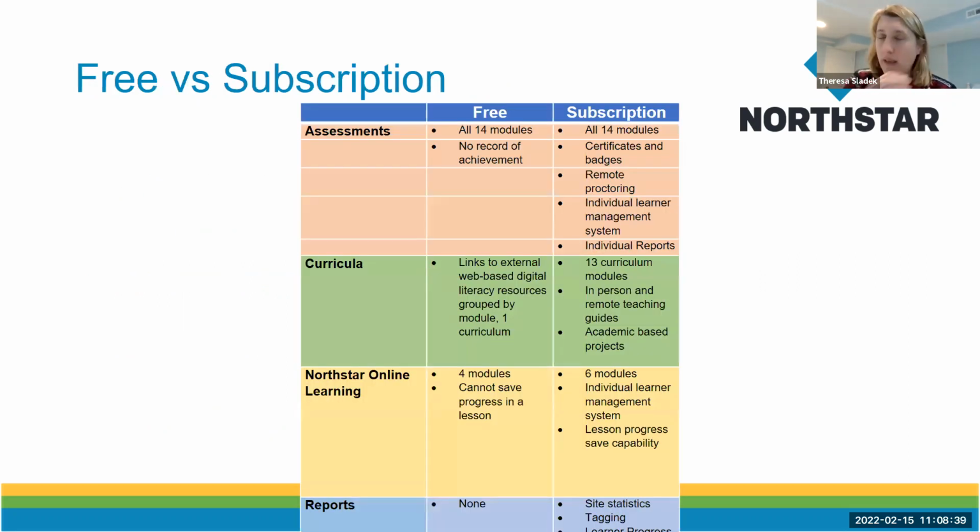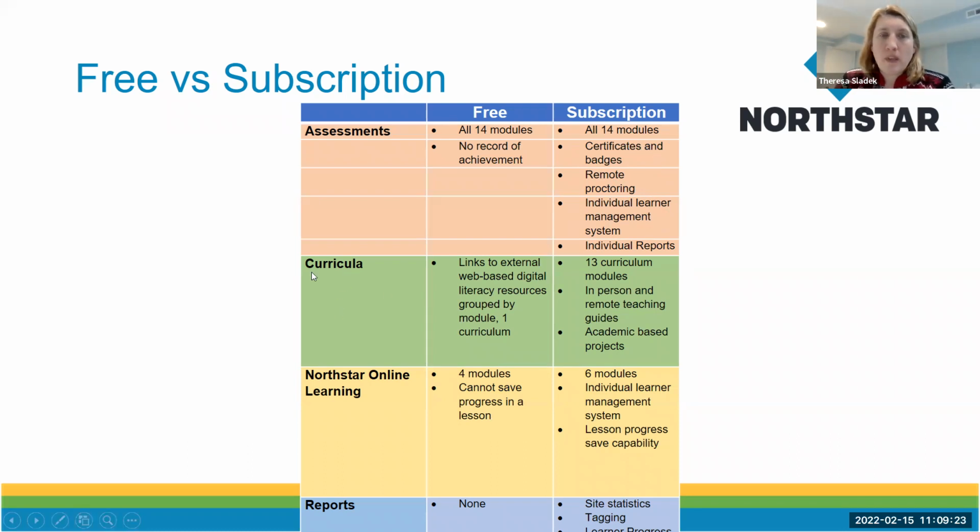So again, to look at the difference between the free versus the subscription, and then I'll show you where to find all the free stuff too. All 14 assessments are available for free, as well as in the subscription. In the free version, there's no record of achievement. So unless you take a screenshot or write it down, you wouldn't have a record of your score. In the subscription model, if someone passed, you would get their certificates and the badges. You can do proctoring both remote and in person. And then there's that individual learner management system that it's tied to, to give you reports on the individual's progress.